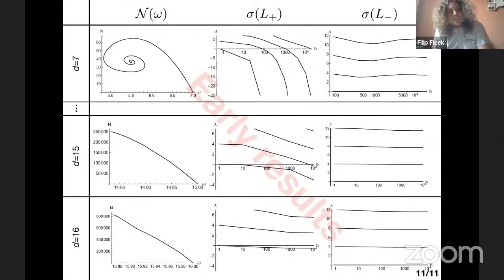But again, the situation changes for dimension 16. Then we have no spiral structure. It is just this plain decreasing curve. And also the eigenvalues of the L plus operator don't change at all. There is always one negative eigenvalue and all the others are positive. So this is an interesting observation that in dimension 16, we suddenly obtain a gain of stability: all the ground states become stable in dimension 16 and higher.